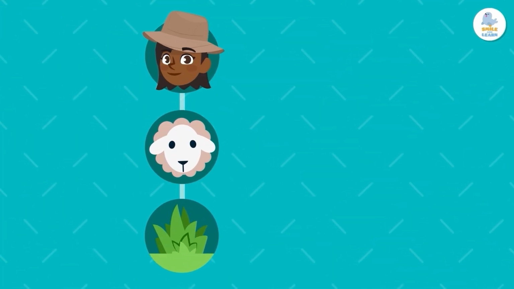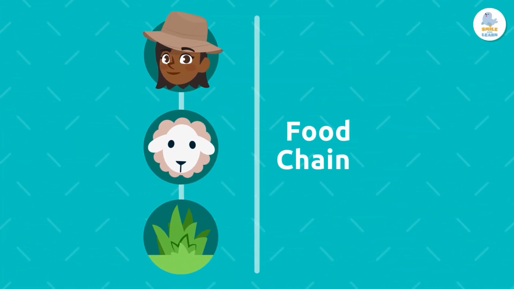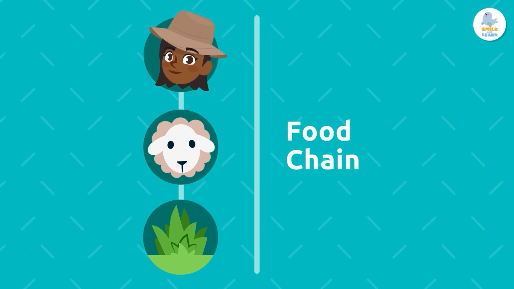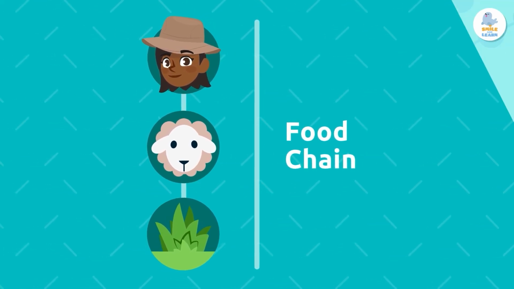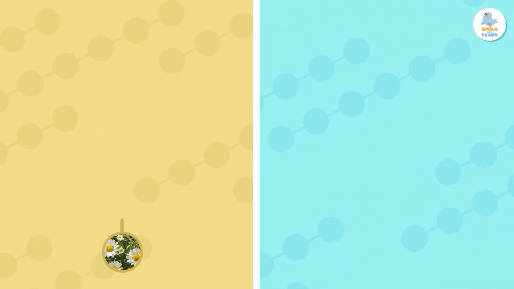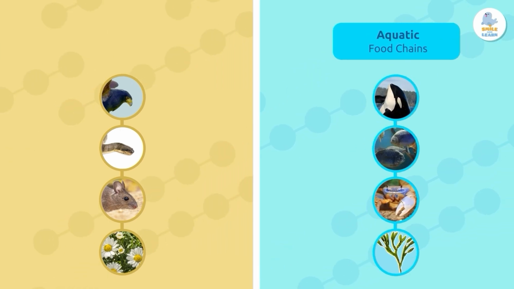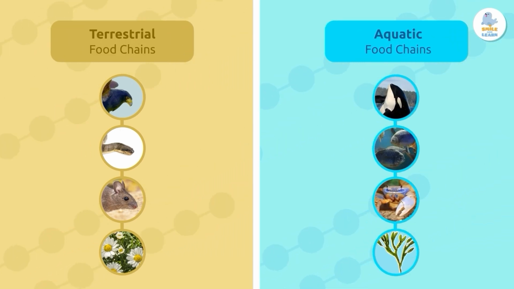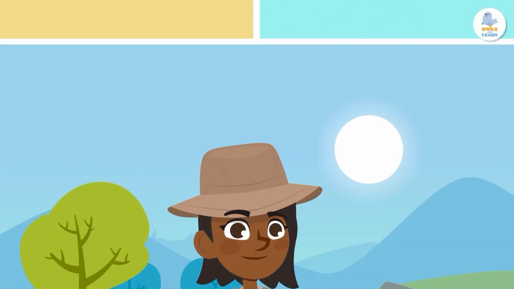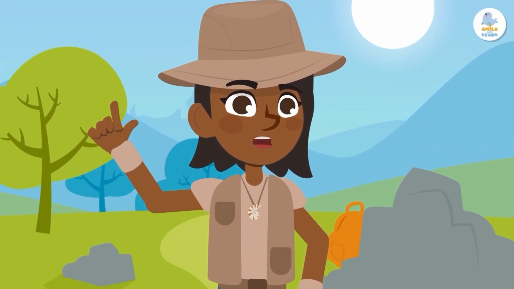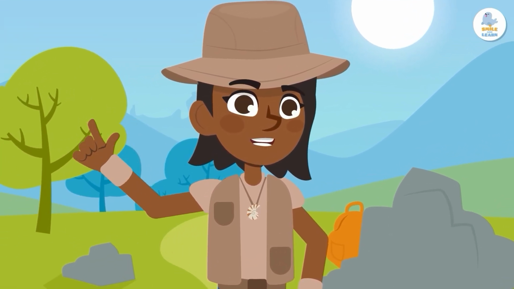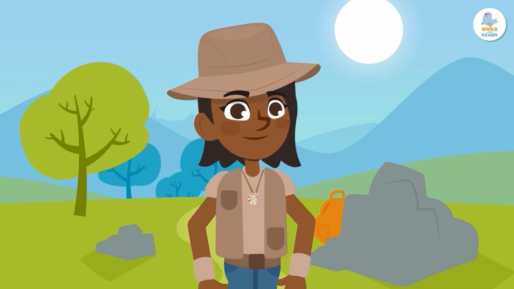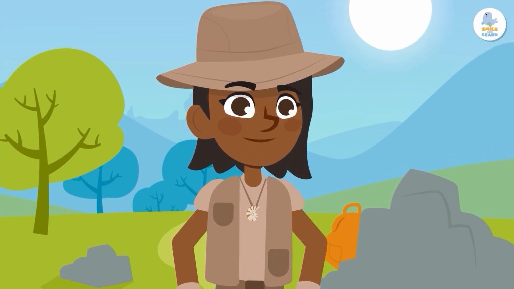A food chain is a process that shows how living things are connected by what they eat. We have already learned to classify aquatic and terrestrial food chains like these. But did you know that there's another way to classify food chains? Let's find out more about it.